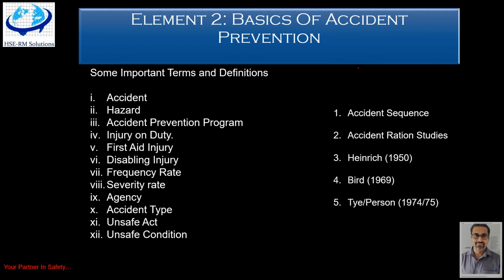So here, when we talk of frequency rate, in the international standard, it says number of disabling injuries, how many disabling injuries have occurred, multiplied by 10 to the power 6. So that is per million man hours. So 10 to the power 6 is the calculation. So number of disabling injuries multiplied by 10 to the power 6 divided by total number of man working hours.